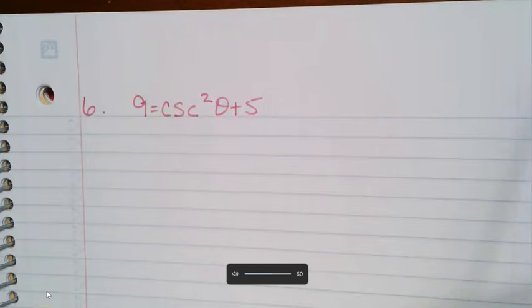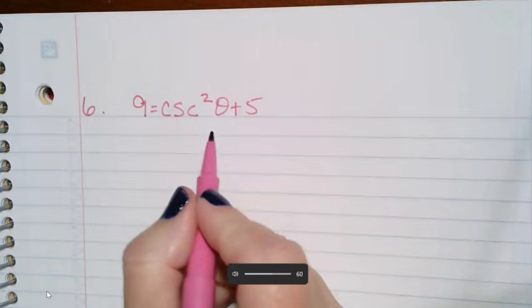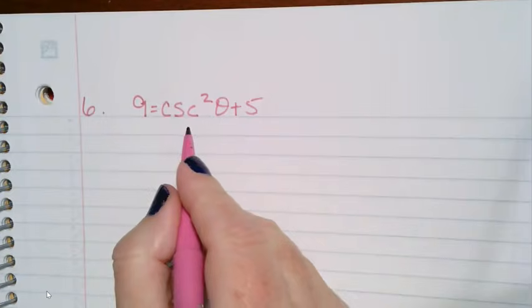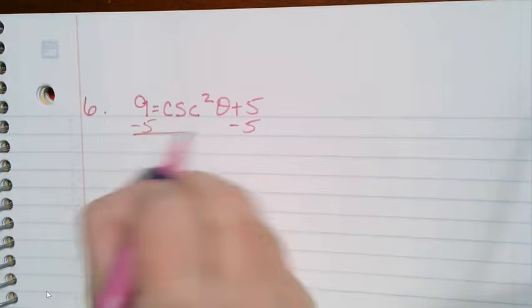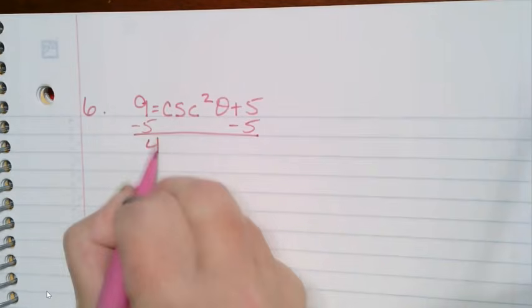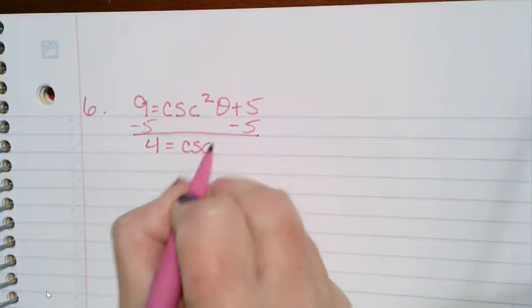Hey guys, so here are questions 6 and 7 of your review. Here we're going to be solving for cosecant. We're going to start off by subtracting 5 from both sides, and we get 4 equals cosecant squared theta.